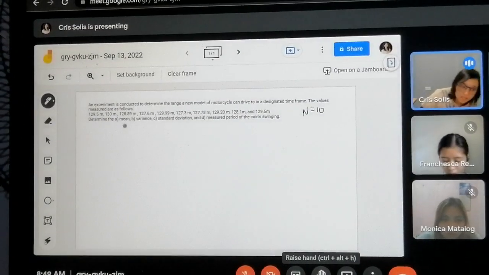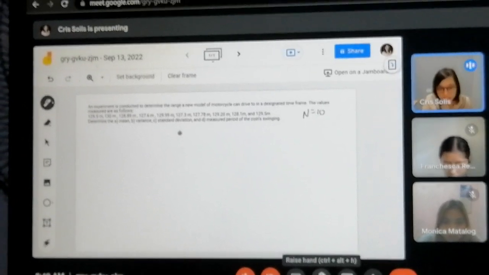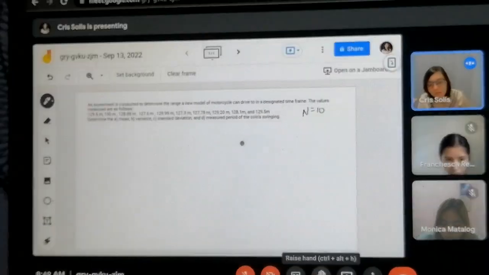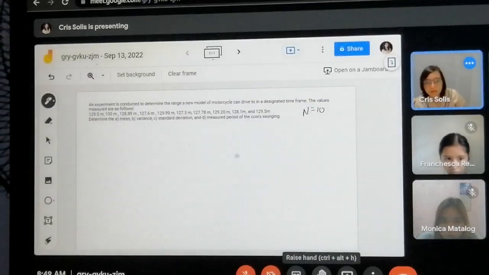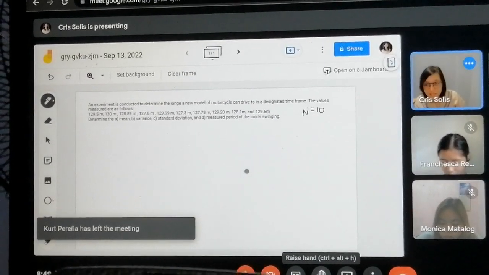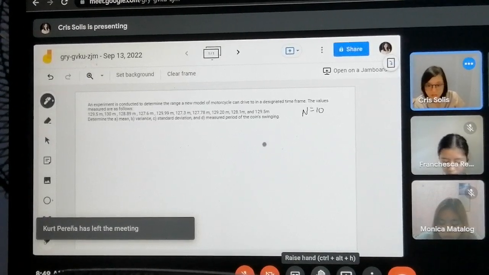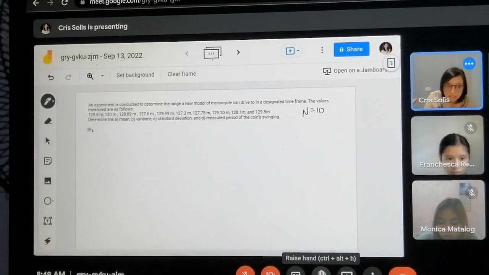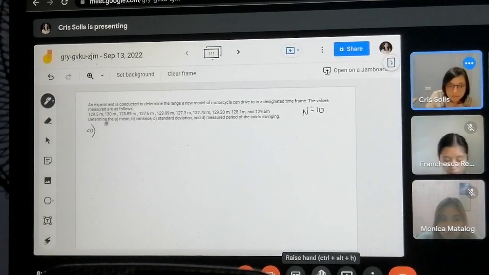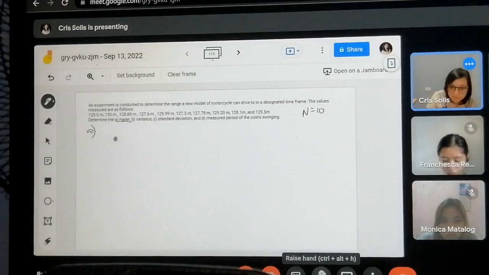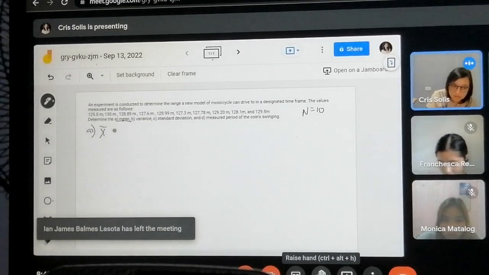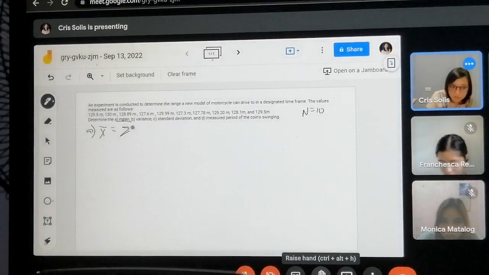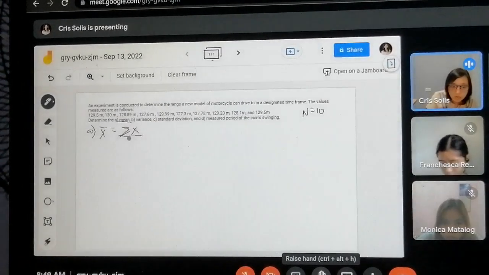We have to get the mean, the variance, the standard deviation, and the measured period for the, sorry, it's not the point, for the motorcycles travel. How far it can travel. So, ulitin natin. We need to get the mean. And the formula for mean is x bar is the summation of your x over your n.